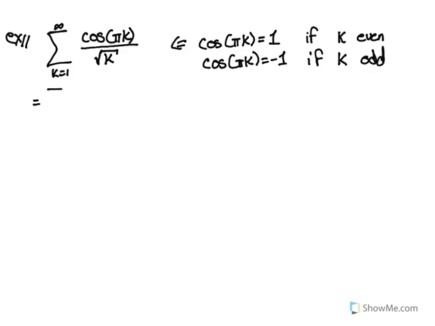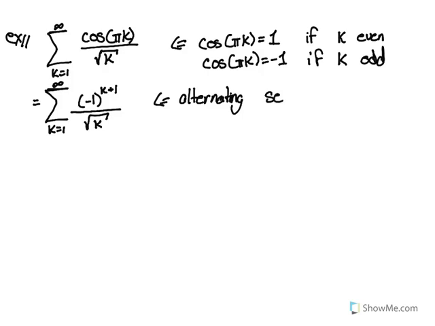So we can actually simplify the series to be equal to the sum from k equals 1 to infinity of (-1)^k times 1 over the square root of k. And this is an alternating series, where a_k is equal to 1 over root k. So since it's an alternating series, we can apply the alternating series test. We have to check the conditions for that.